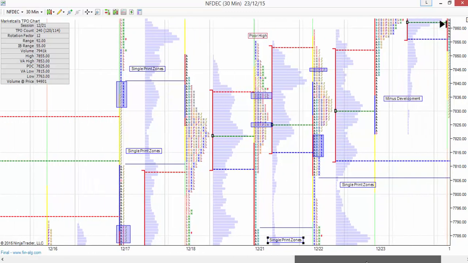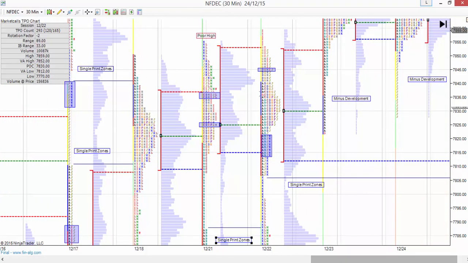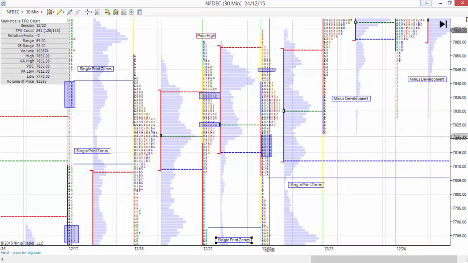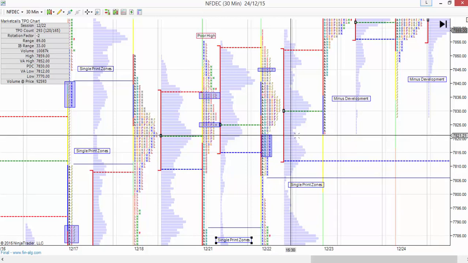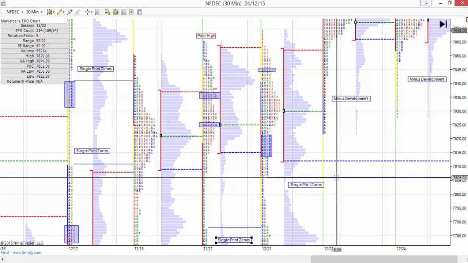And again, if you look back at the 22nd, we have anomaly zones at 7844 and an anomaly reference level at 7821. This 7821 is still left unfilled, because the market the very next day opened just one tick above the anomaly reference zone, drove the market higher and never looked back. And the single print reference level 7805 again is left unfilled.